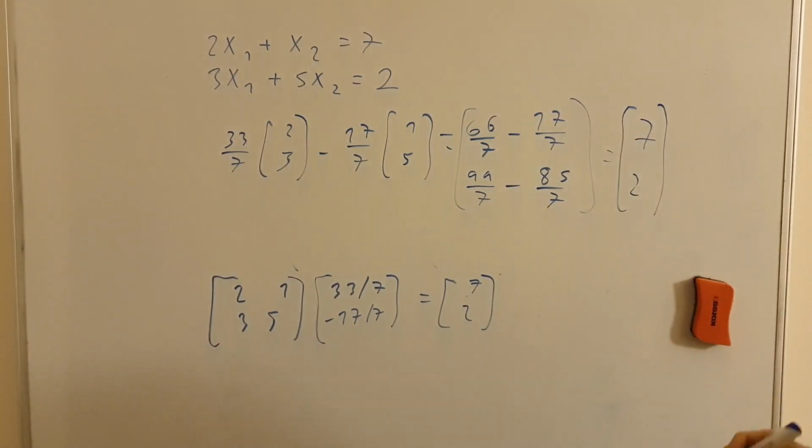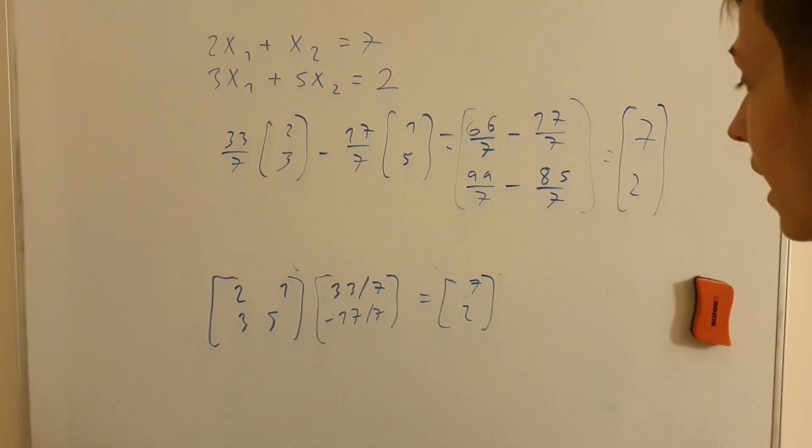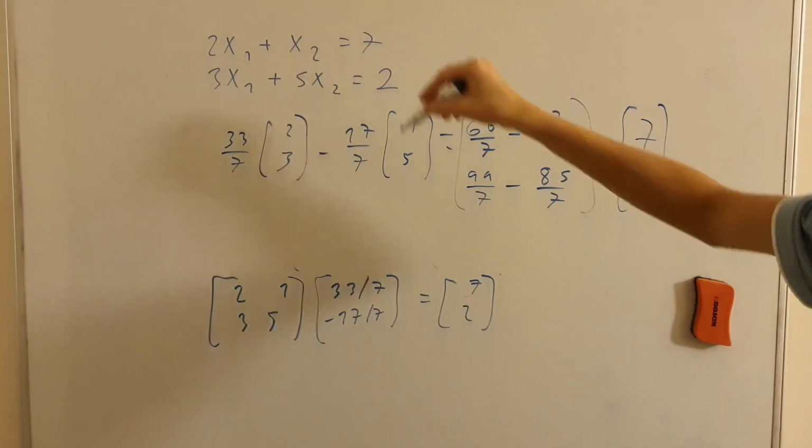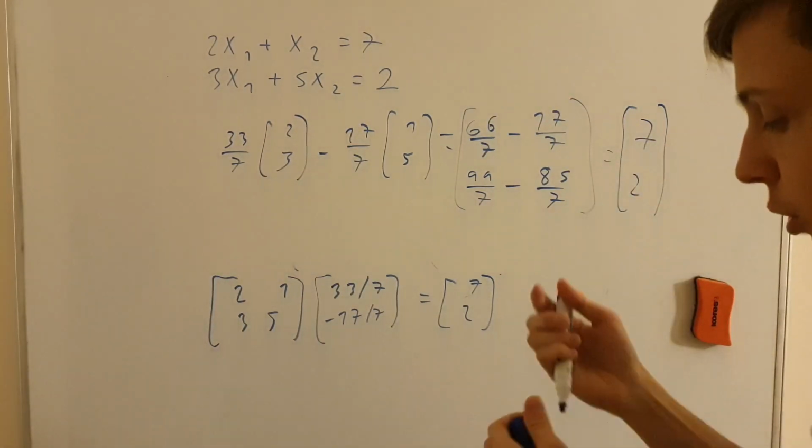So indeed it ends up that it works out. And this is the expected value because it should be equal to 7, 2. Alright, because this is the 7, 2 values. So indeed this has verified the correctness of this result.